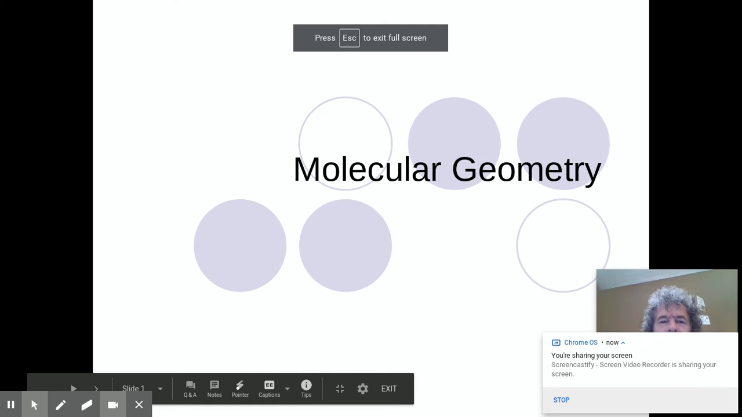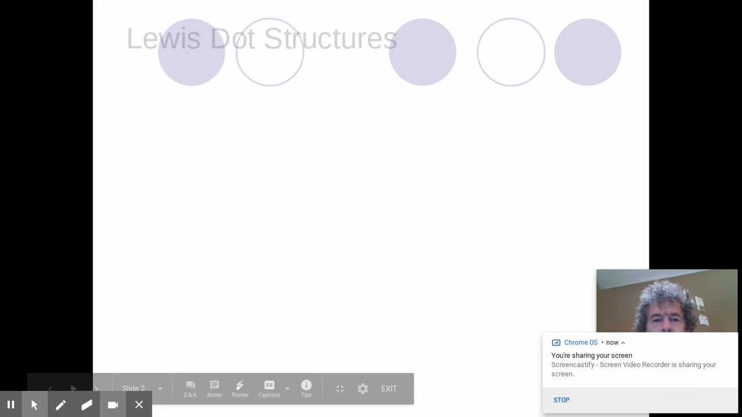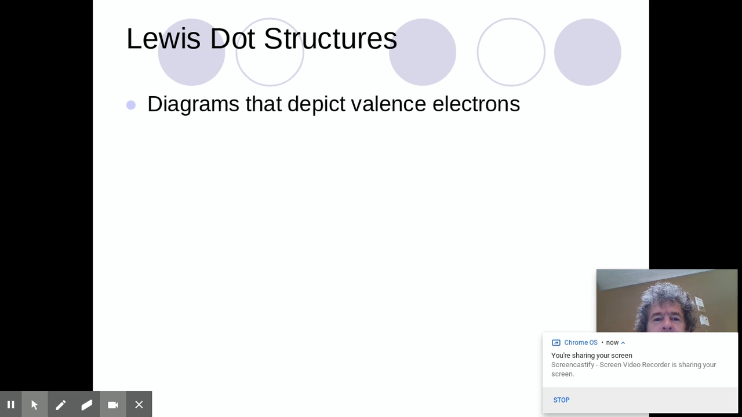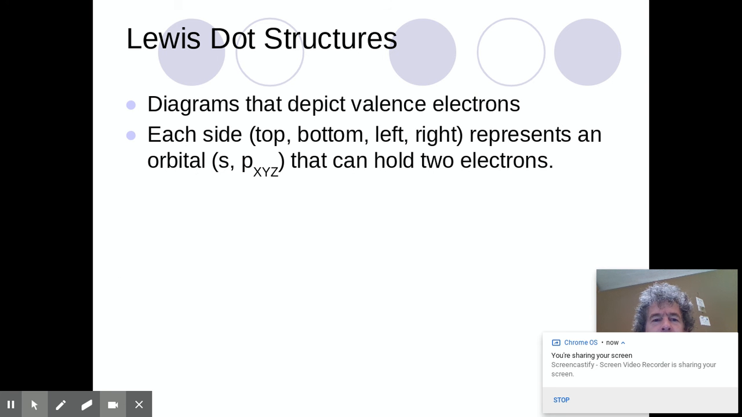Hey, so I wanted to spend a couple minutes and just talk about Lewis dot structures and molecular geometry. So basically what a Lewis dot structure does is it's a diagram that shows valence electrons. And if you think about it, within an energy level, on the valence shell, you're looking at the s and then the three p orbitals, px, py, and pz. And each of them can hold up to 2 electrons.